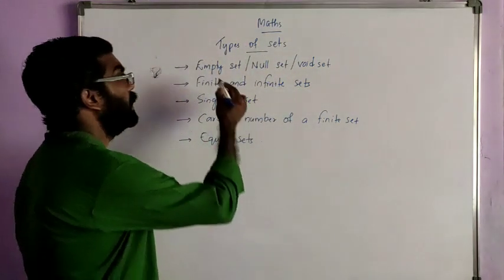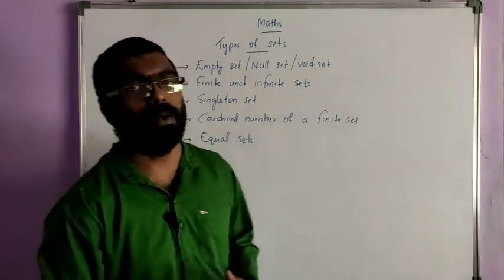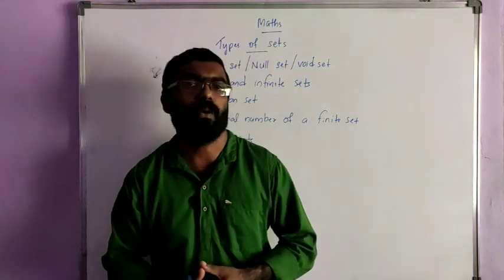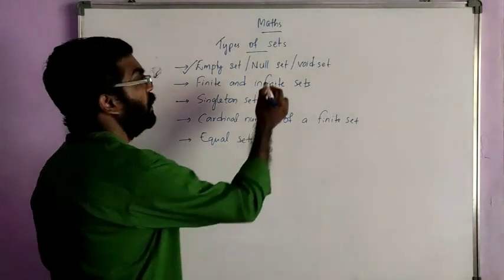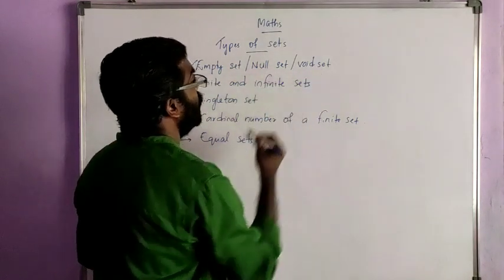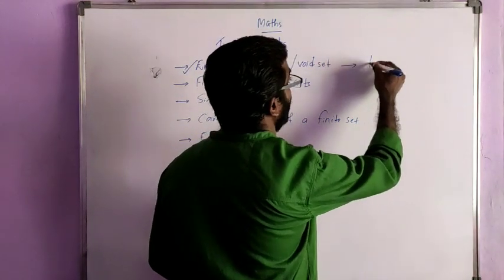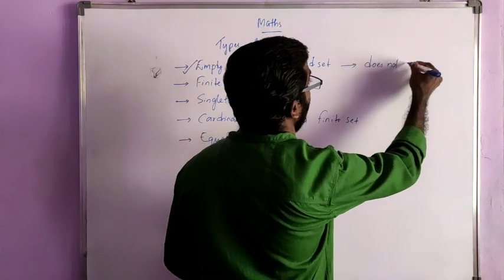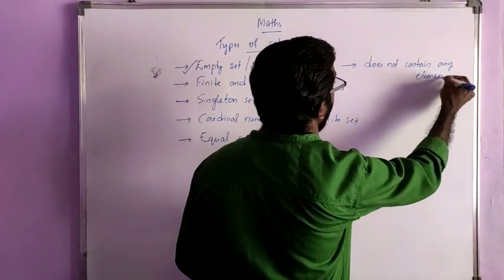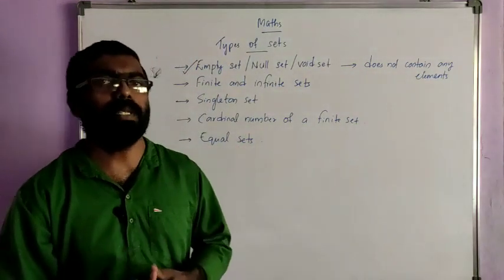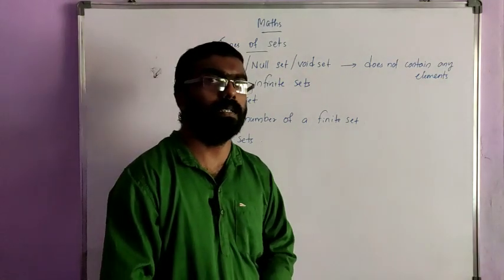First one is empty set or null set or void set. Okay, we all know set is a well defined collection of objects. Here the name of the set is empty set or null set or void set. So empty set means a set which does not contain any elements. A set which does not contain any elements is called the empty set, otherwise it is known as null set or another name is void set.